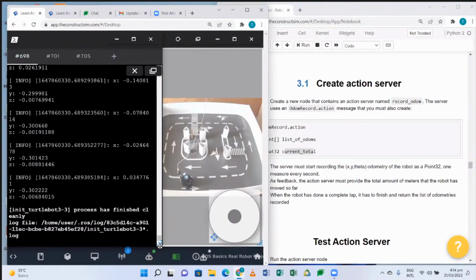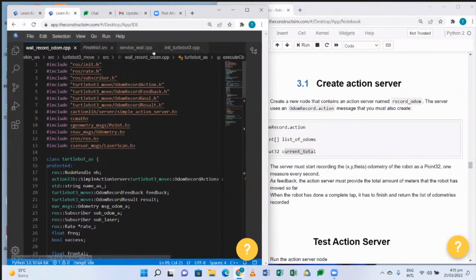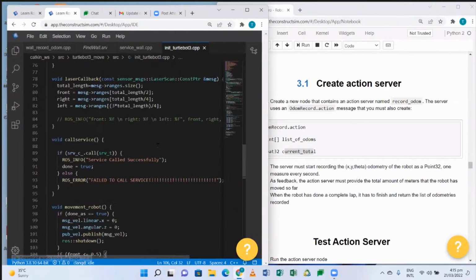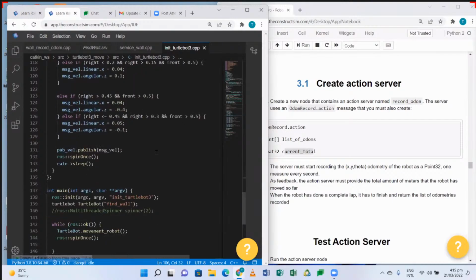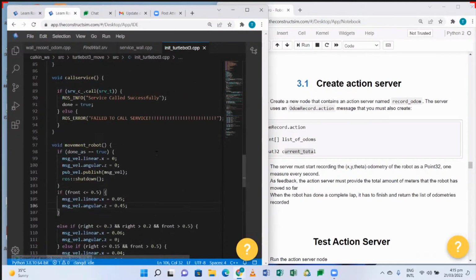Yes, nice. So where do you send the command to stop the robot when the lap is completed? I didn't see it in the action. Ah, yes. Over here, let me show you.